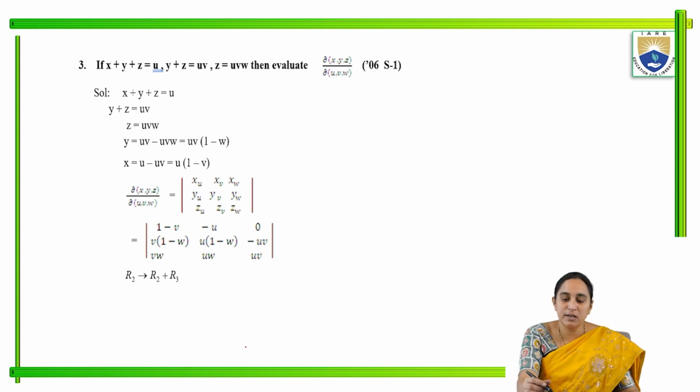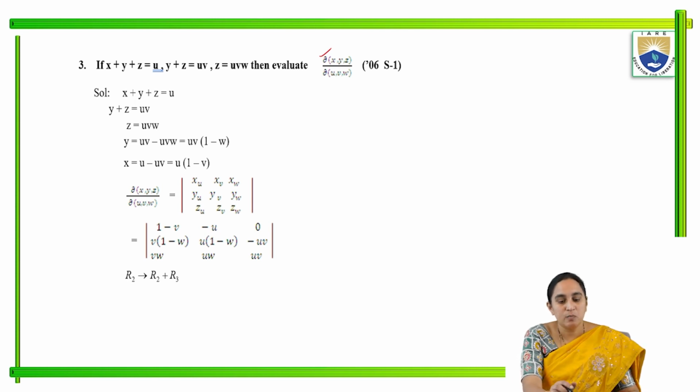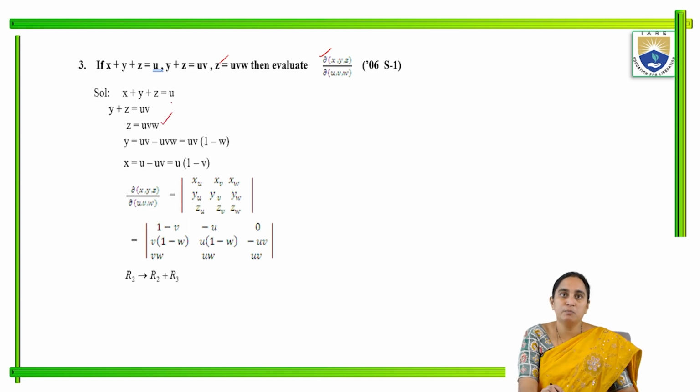After that only you get directly this answer. Okay, now for that, what about the first function? x plus y plus z is equal to u, and y plus z is equal to uv, and z is equal to uvw. Once observe from the last function, z is directly uvw.